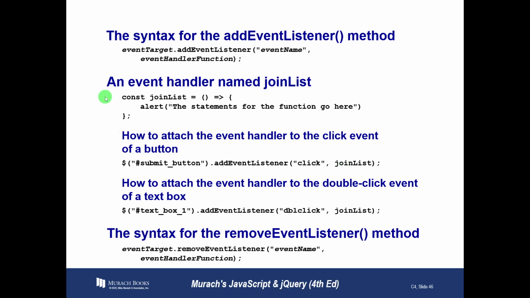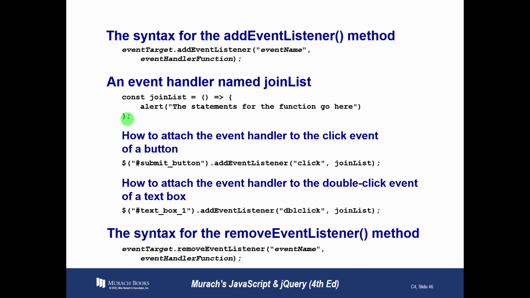So we have this event handler named joinList, and we just attached it to a button. Down here, we're attaching the event handler to a double click event of the text box. So in this case, whatever text box has textbox1 assigned to it, we're going to query that using the query selector, the dollar function. We're going to find that text box. We're going to add an event listener. If somebody double clicks it, we're going to call joinList, which is the same function we used here. So we can assign the same function to multiple controls if we want to.